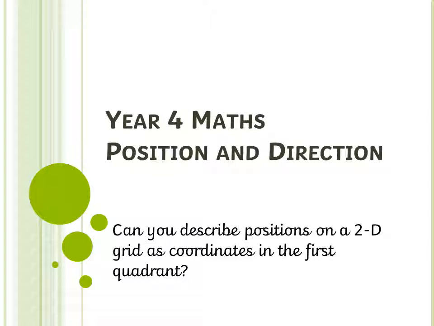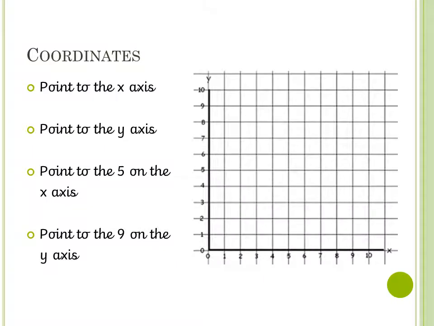Can you describe positions on a 2D grid as coordinates in the first quadrant? Can you point to the x-axis on this grid? Can you point to the y-axis? Now point to the 5 on the x-axis and then point to the 9 on the y-axis.